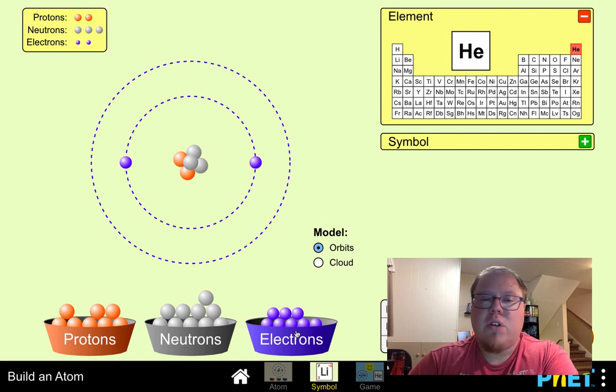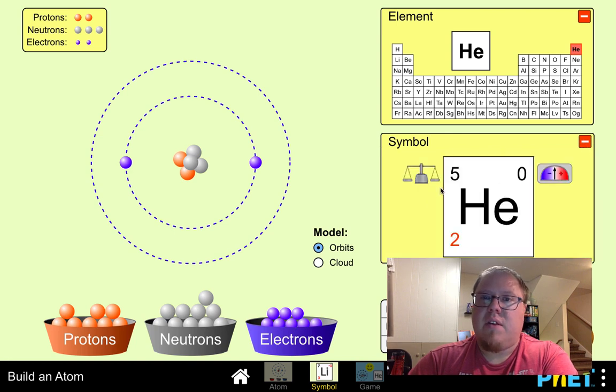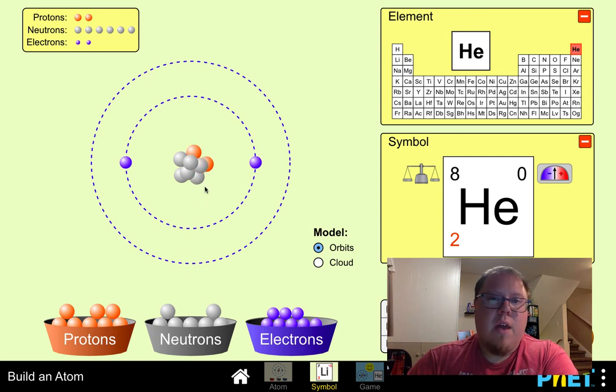So if I actually look at what the mass is right here, I have a mass number of 5. That means 2 protons and 3 neutrons. If I were to add another neutron in there, now it's heavier, it weighs 6. Another neutron, it's heavier, it weighs 7. Then 8. Every time I add a neutron, it gets heavier, but it doesn't change what it is, it's still helium.